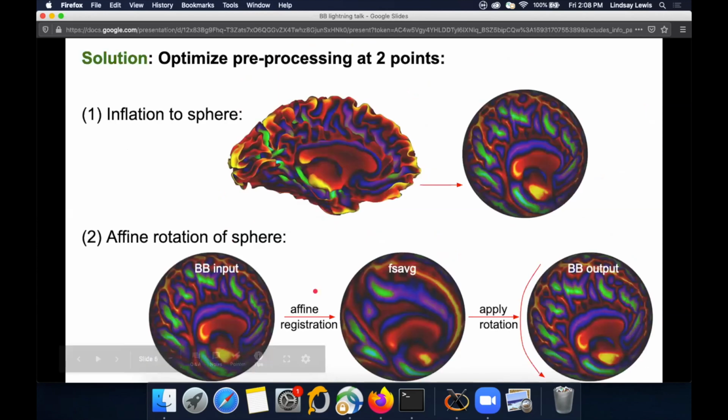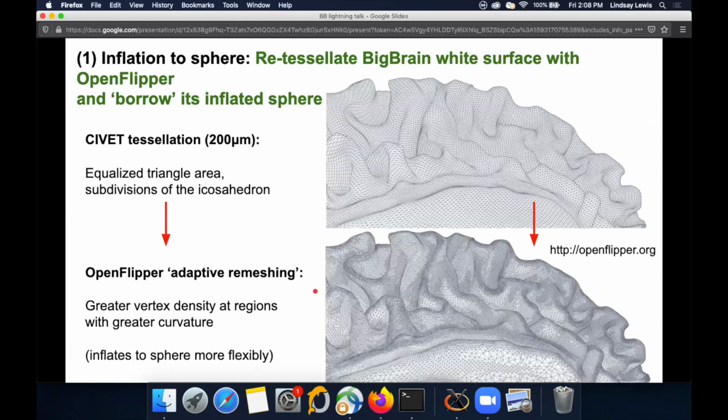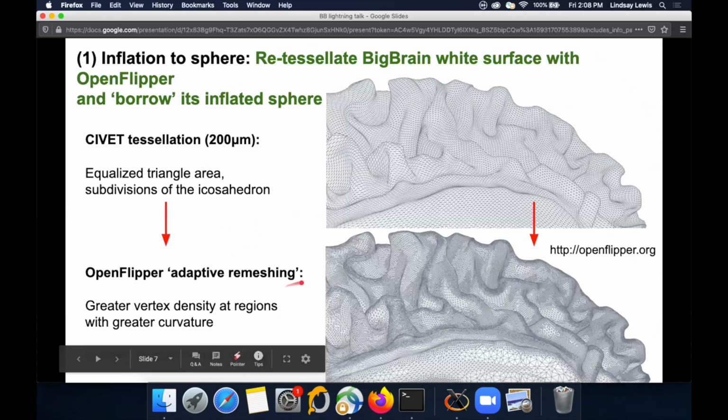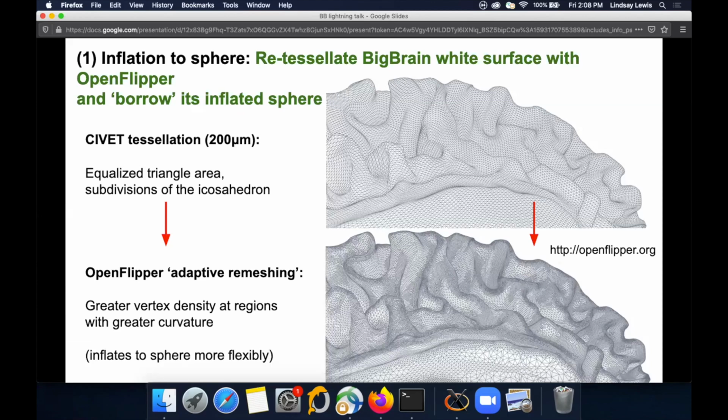Our solution is to optimize pre-processing at 2 points. First, at inflation of the white surface to sphere, and that affine rotation of the sphere, which is used to initialize the rest of the MSM pipeline. We retessellate the BigBrain white surface with Open Flipper, and this allows it to inflate to a sphere more flexibly.